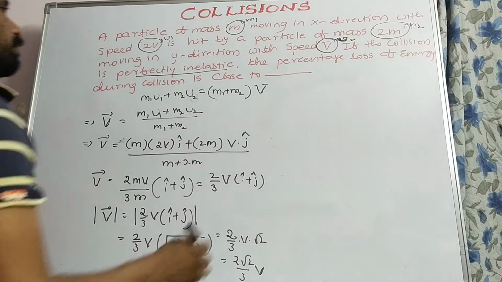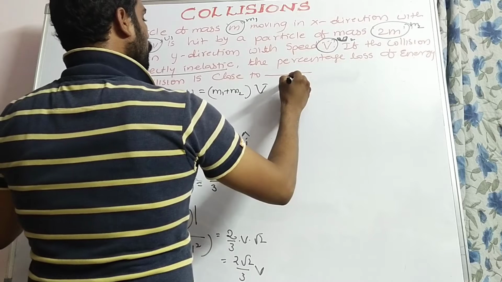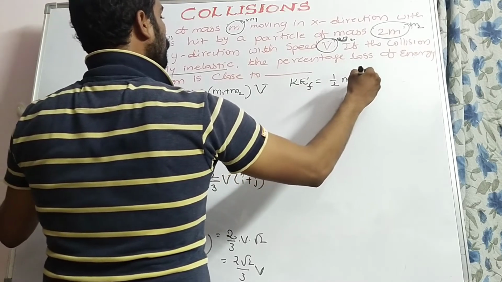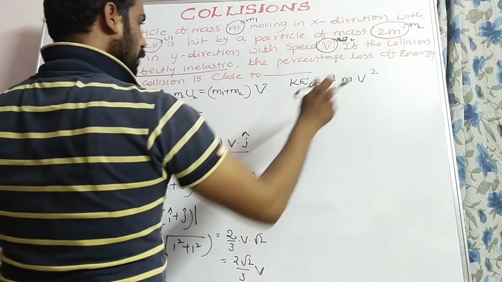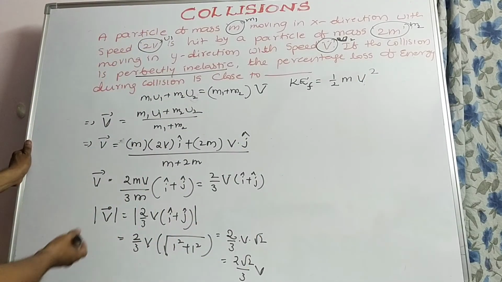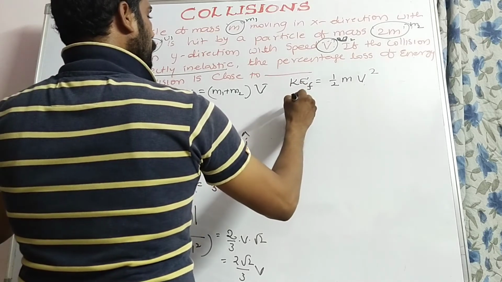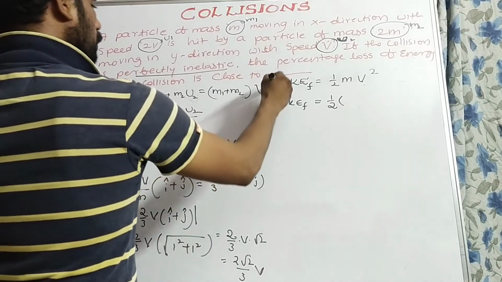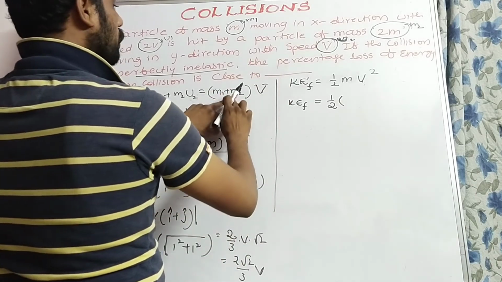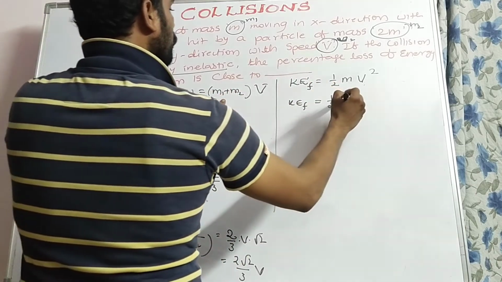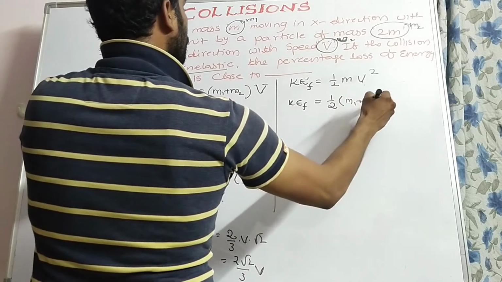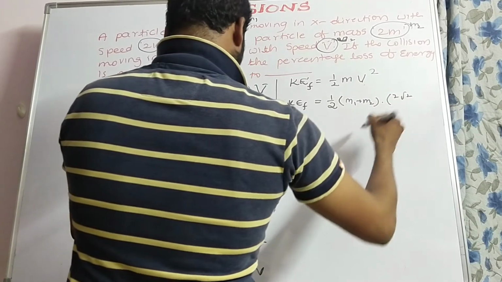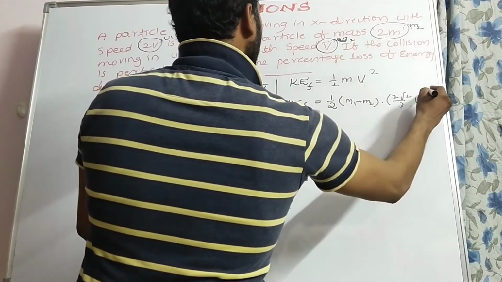Now, total energy. What is the final kinetic energy? KE final is equal to half into m into V common squared. So we have the common mass, m1 plus m2, into the common velocity. Instead of V we have 2 root 2 by 3 V, whole squared.